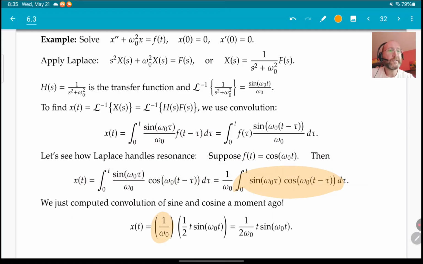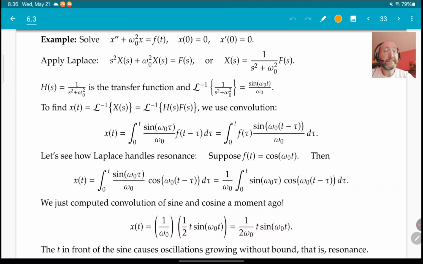So we just have this 1 over omega naught in there, right? But this convolution was precisely this t sine omega naught t. So we have this, and we see that because of the t, this keeps growing. So that's resonance. Here we didn't really have to worry about treating resonance separately. That just came naturally. It all has the same formula, this one or this one.